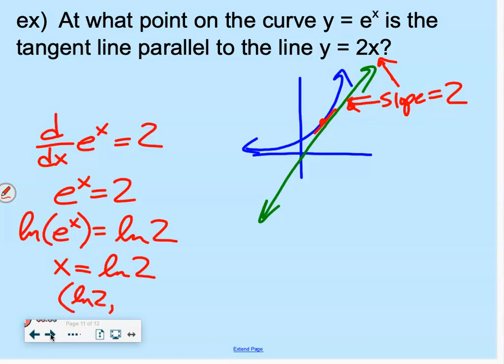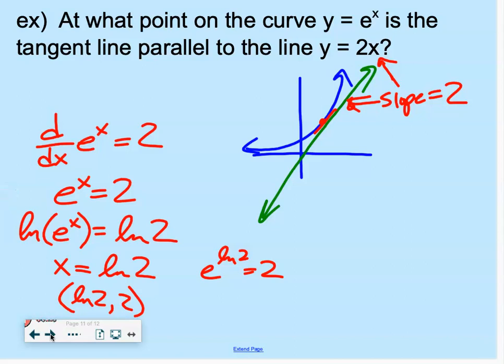The y value would be e to the ln 2, which is 2. Again, the natural log of e to the x is x, and e to the natural log of x is x. So e to the ln of 2 is 2, and ln of e squared is 2. So they're inverse functions, they kind of cancel each other out. So that would be our point ln 2, 2.